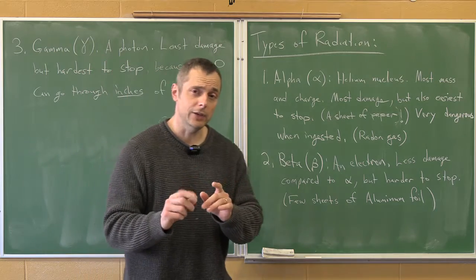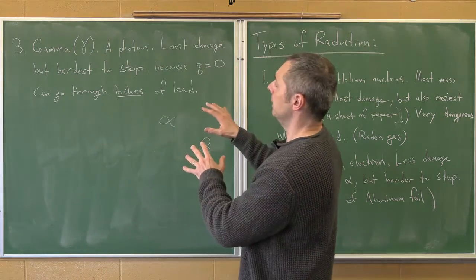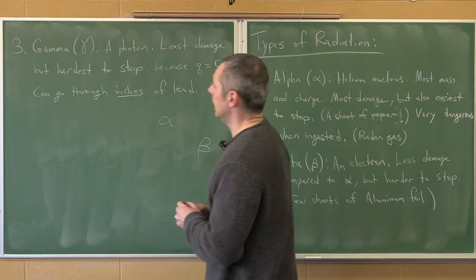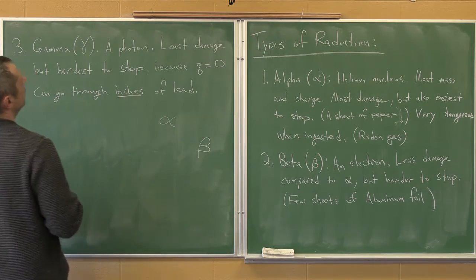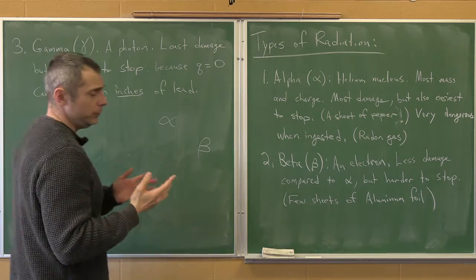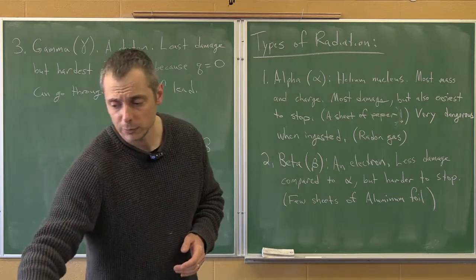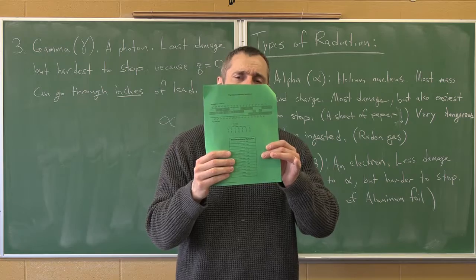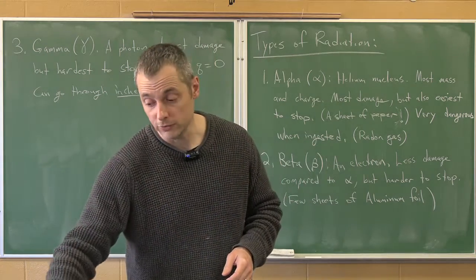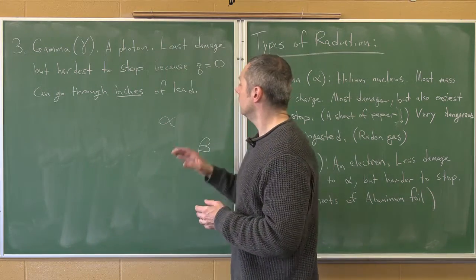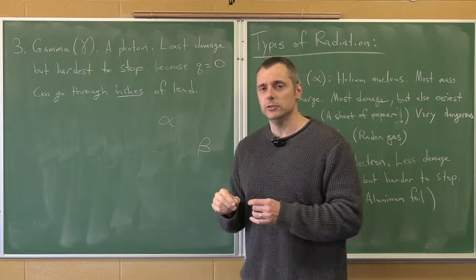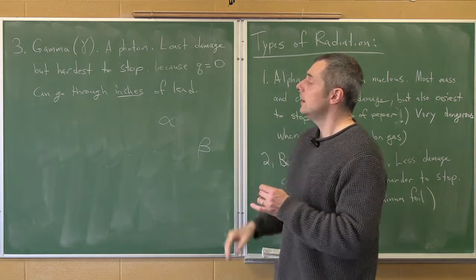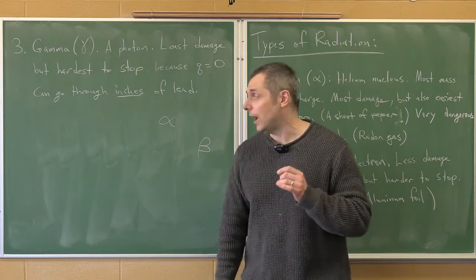And then the last kind of radiation is gamma. Also a Greek letter, kind of like the alpha turned 90 degrees upward. What it is, is just a photon. You may have noticed it in the electromagnetic spectrum when we were studying light waves in the waves topic. Since it's a photon, it causes the least damage because it has no charge, but that also makes it the hardest to stop.